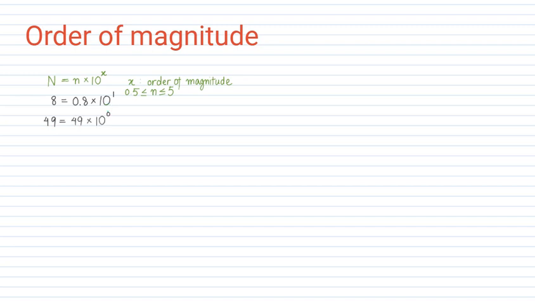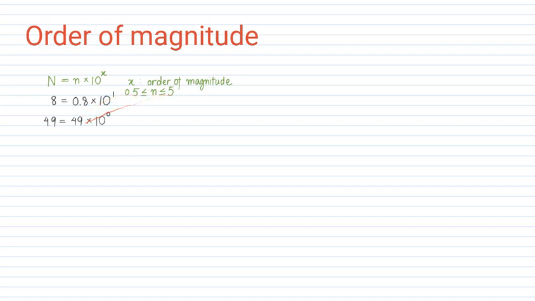49 is 49 times 10 to the power 0. Okay, this should also give me 49. But look, is this 49 falling under this category? Is it greater than 0.5? Yes. But is it less than 5?